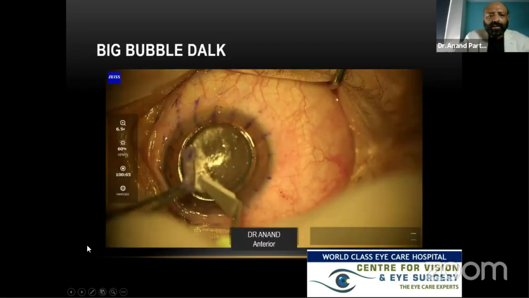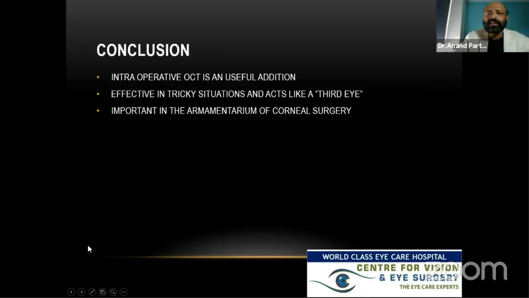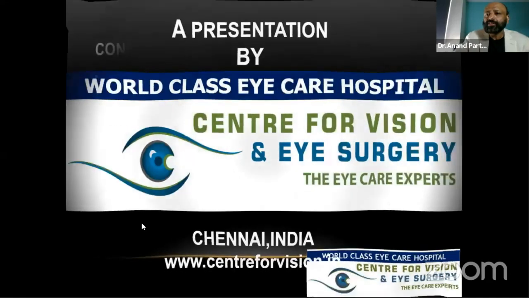And in interest of time, I will just conclude by saying that the intraoperative OCT is a very useful addition. It is very effective in tricky situations, acts like a third eye. It is an important part in the armamentarium of corneal surgeons, and usually helps to improve optimal outcomes post-surgery. Thank you so much for your attention.